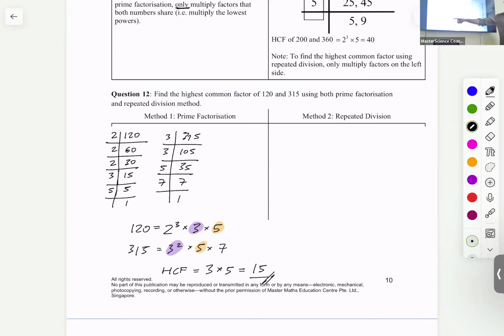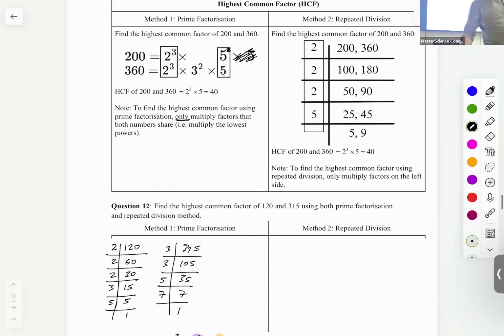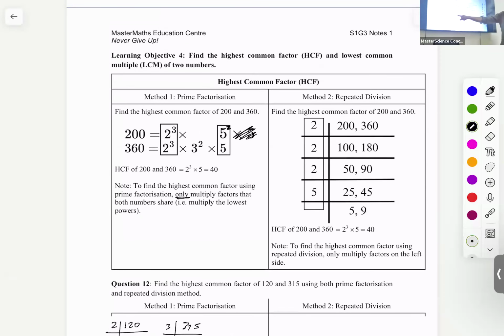Why is it 3 times 5 and not 3 power 2 times 5? Because you must take the lower power. You must take the lower power for HCF. It's written over here: multiply the lowest powers. I told you to read these notes, but you didn't. Never mind, it's okay.